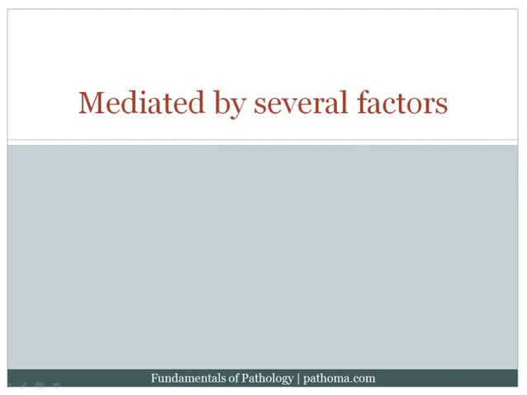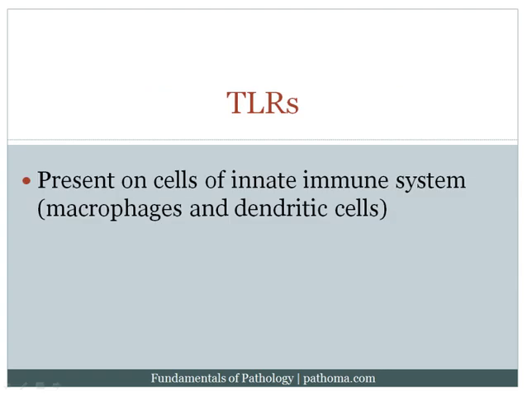The immune system, in particular here, acute inflammation, is mediated by several factors, and examiners like to ask questions about these factors, and these factors sort of produce a symphony called acute inflammation, and so it is important to be aware of the individual factors, and we're going to take a little bit of time to go through each of these. So the first are toll-like receptors, also called TLRs. Toll-like receptors are present on cells of the innate immune system, for example, macrophages and dendritic cells. And the toll-like receptors have the ability to recognize something called PAMPs.